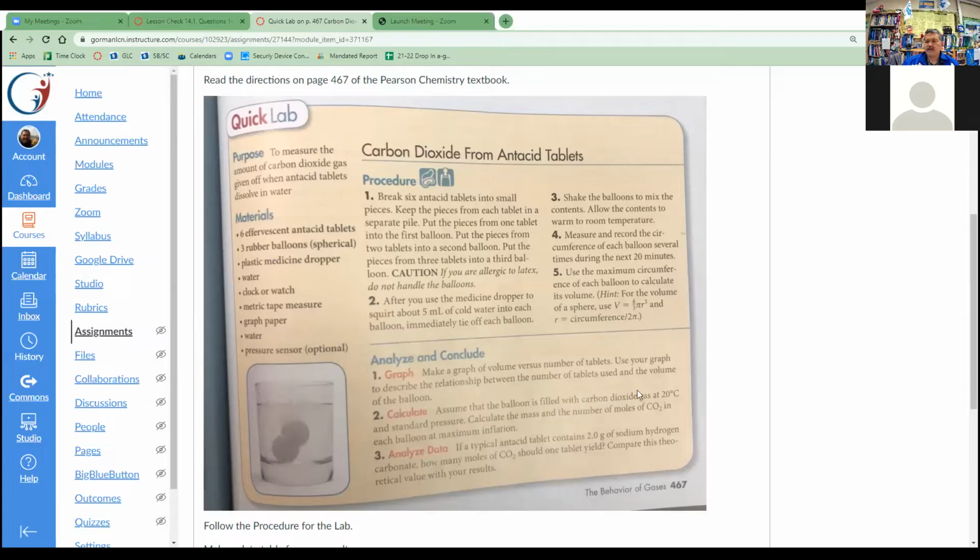Assume the balloon is filled with carbon dioxide gas at 20 and standard pressure. Calculate the mass and the number of moles of carbon dioxide in each balloon at maximum inflation. Again, you're going to use what you know from chapter 14 to calculate that out. There are some formulas in chapter 14, and that's going to help you out.